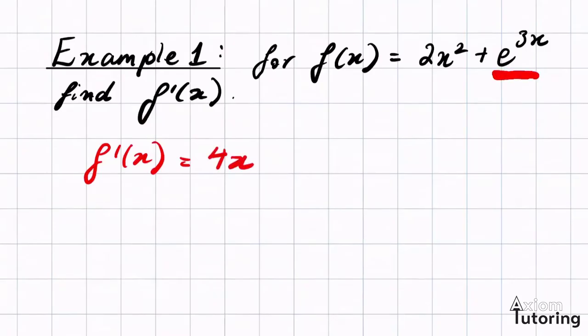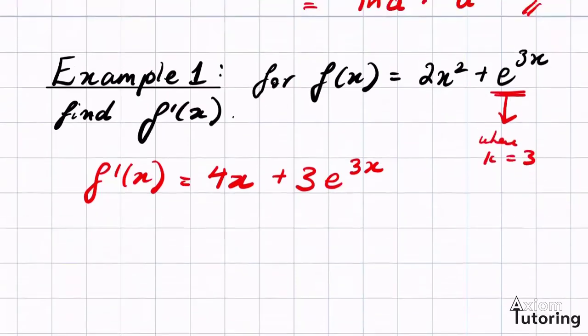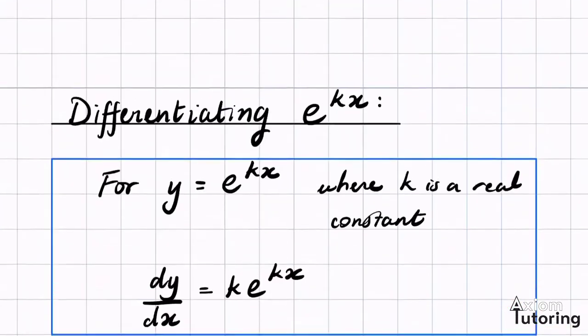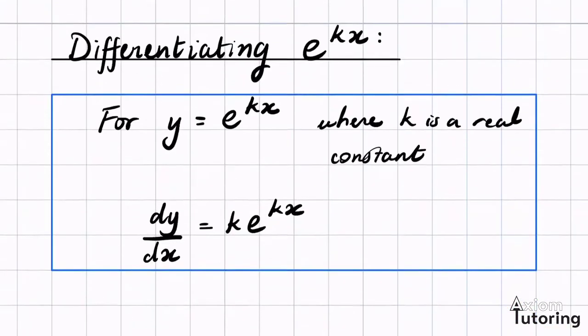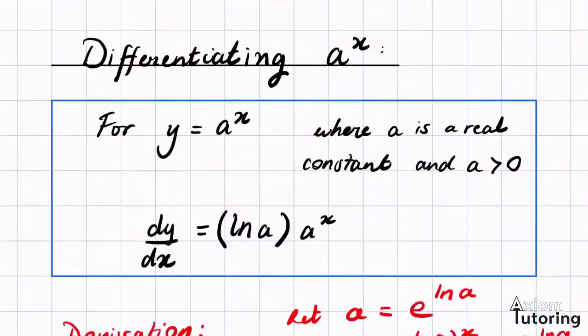And if we differentiate e to the 3x, we'll get 3e to the 3x. This is our e to the kx where k equals 3. And so if we look back on differentiating our e to the kx, if y equals e to the kx, our dy over dx is k times e to the kx. Our k is 3, so when we differentiate it, we get 3 lots of e to the 3x. And that's exactly what we have here.